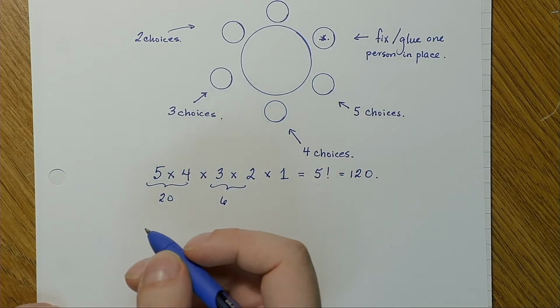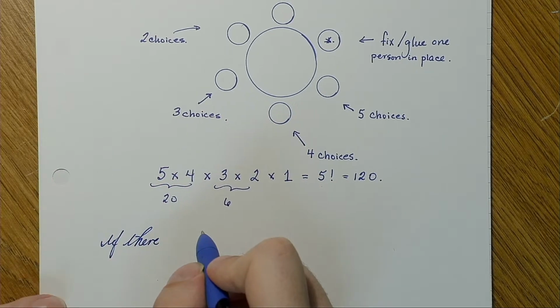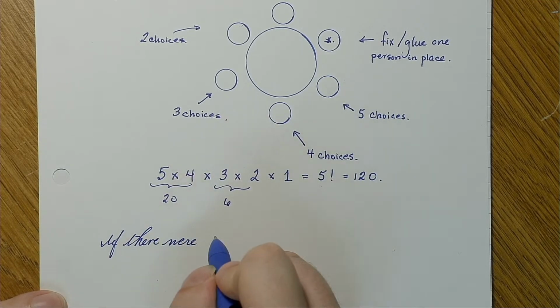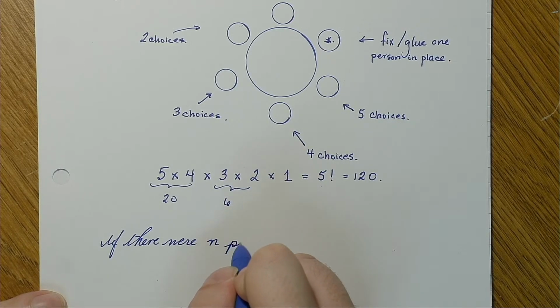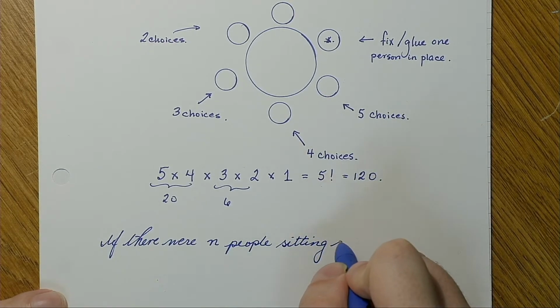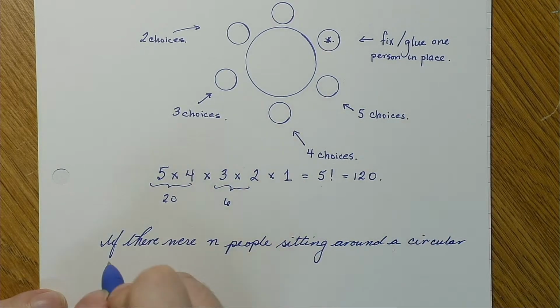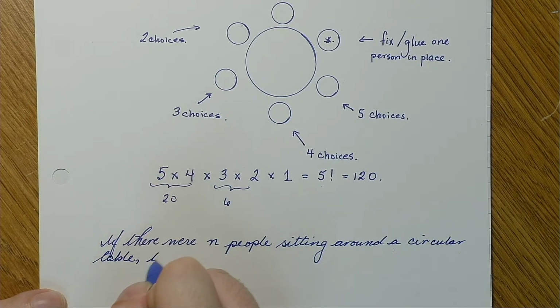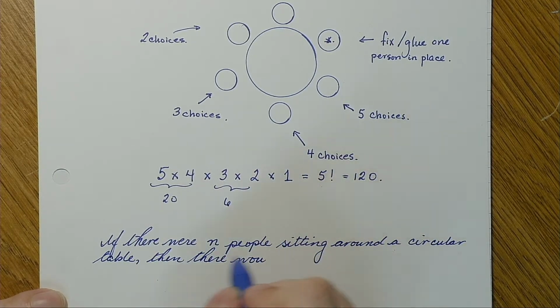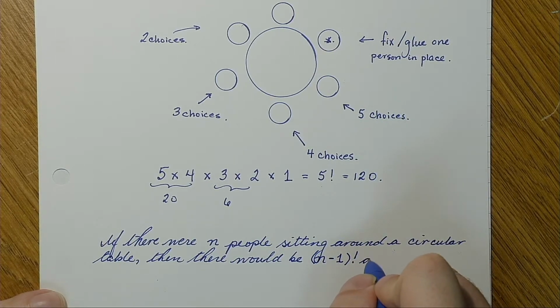And if you want to generalize that, if there were n people sitting around a circular table, then there would be n minus 1 factorial arrangements.